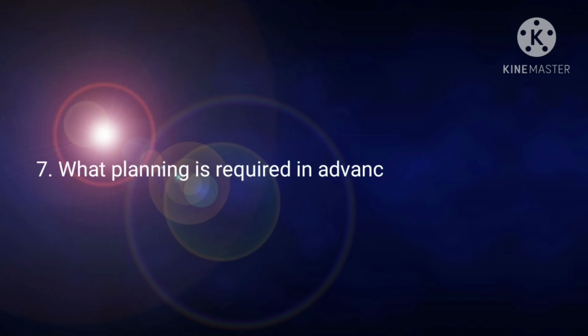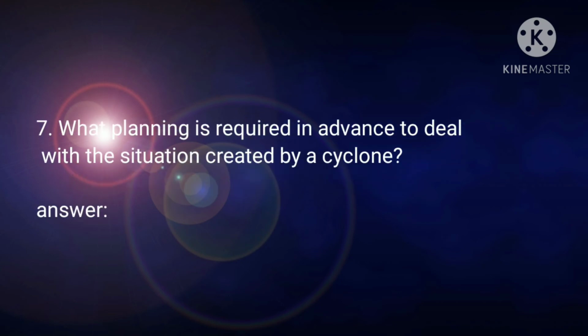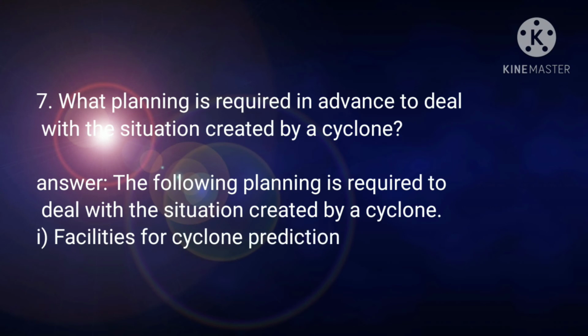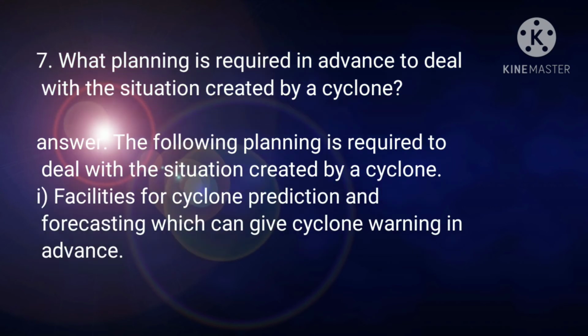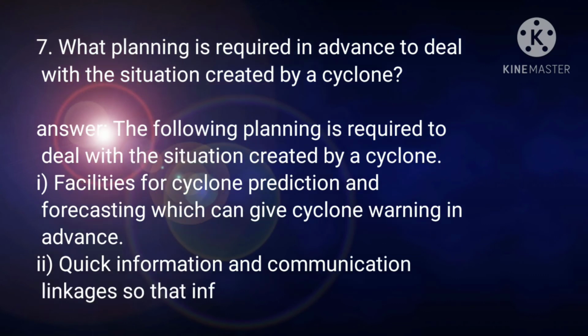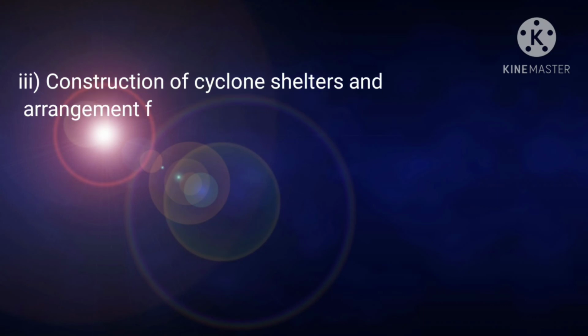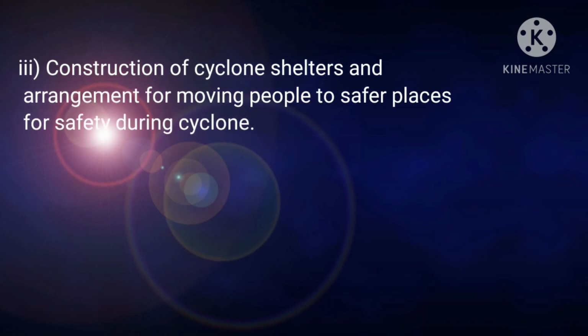Next, question number 7. What planning is required in advance to deal with the situation created by a cyclone? The following planning is required to deal with the situation created by a cyclone. 1. Facilities for cyclone prediction and forecasting, which can give cyclone warning in advance. 2. Quick information and communication linkage so that information can be spread quickly. 3. Construction of cyclone shelters and arrangement for moving people to safer places for safety during a cyclone.